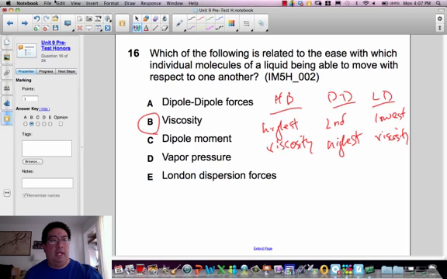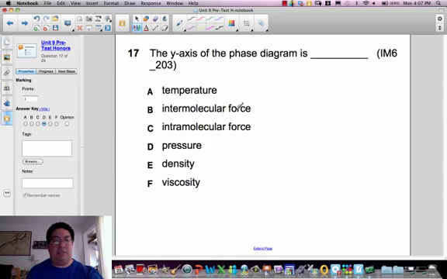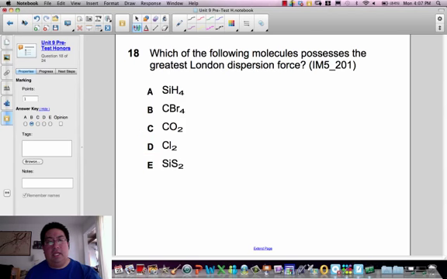Okay? All right, number 17 here. The y-axis, we know this. You just have to go back and look, and we know that the pressure is always on the y-axis and temperature is always on the x-axis for phase diagrams. 18, okay, this one's interesting. Which one possesses the greatest dispersion forces? Just because you have London dispersion forces doesn't mean they're all equal to each other. The degree of London dispersion forces matters, and it's a function of the total electrons that are available. Okay, and what we're talking about here is the total valence electrons.